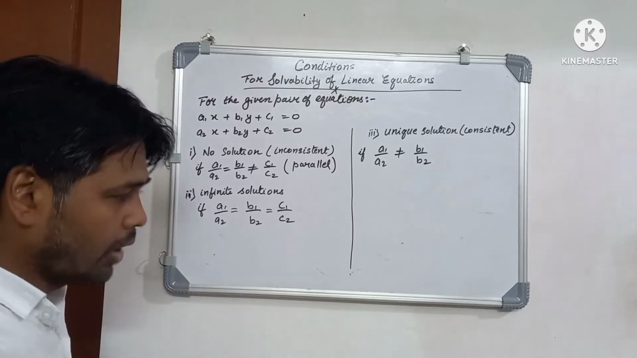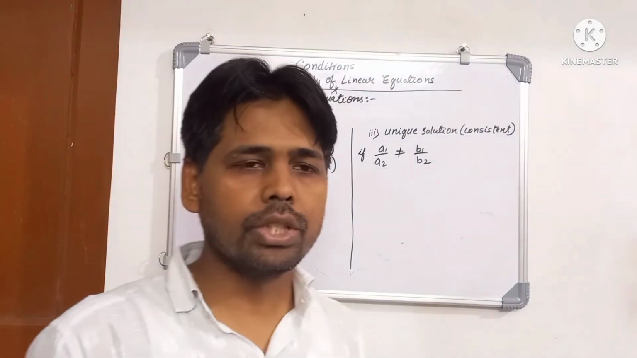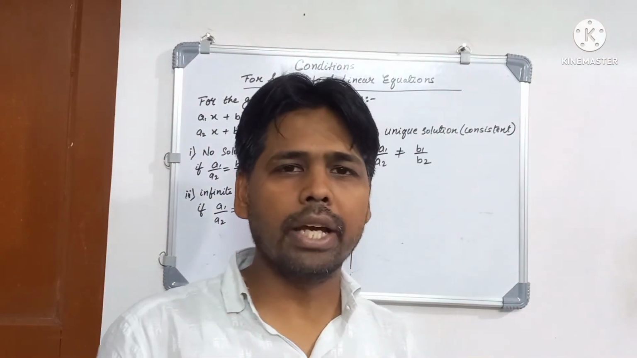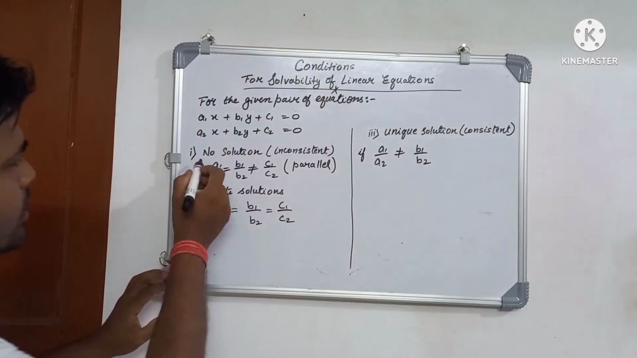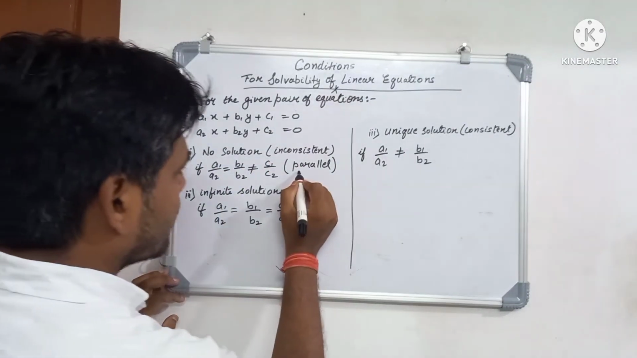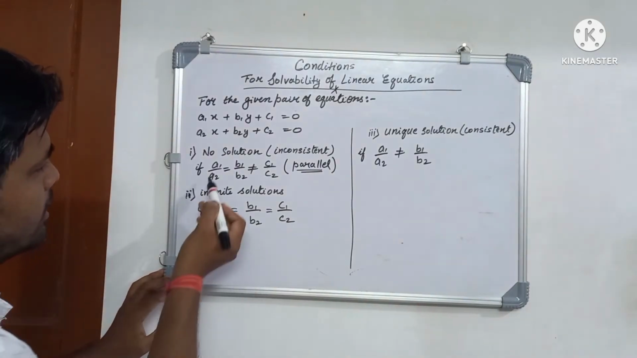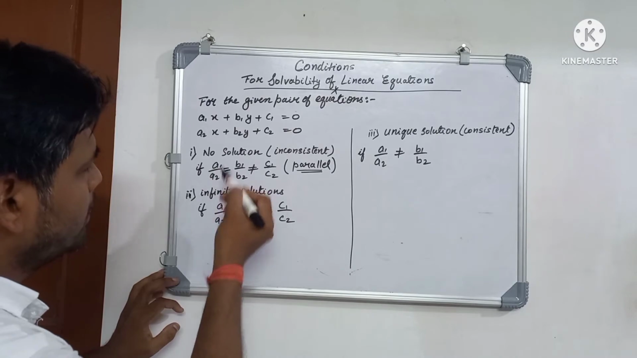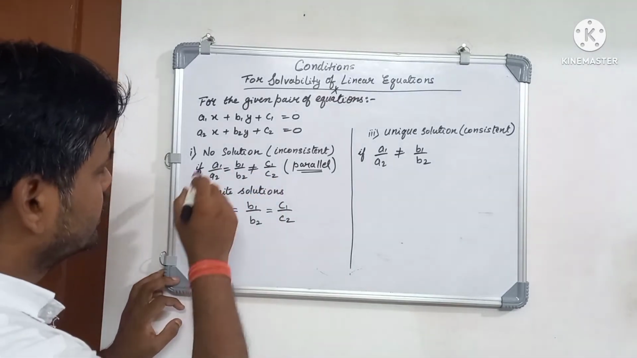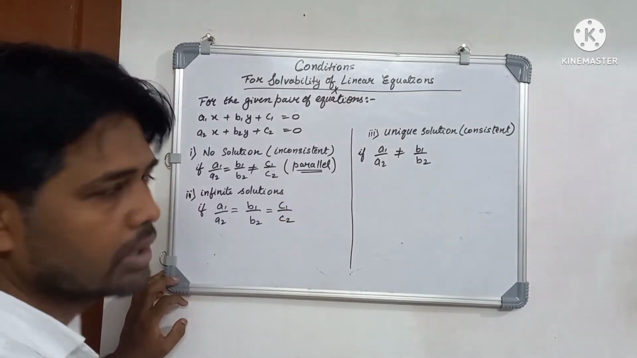Fine. Now, if the given pair of equations is inconsistent in nature, and we are saying that it has no solution, that means the graphs of these equations will be parallel to each other. At the same time, it satisfies the condition where a1 upon a2 will be equal to b1 upon b2, but these two values or coefficients will never be equal to c1 upon c2.